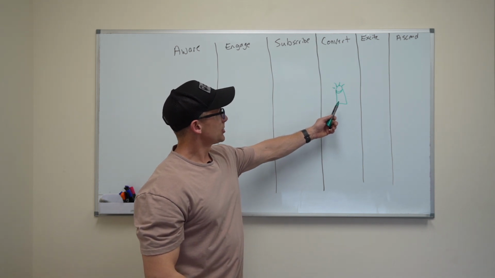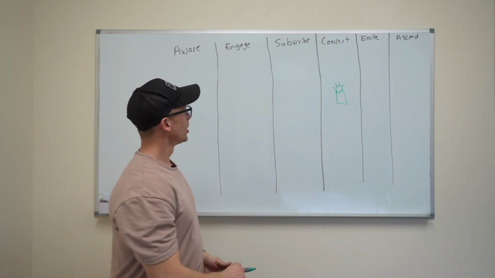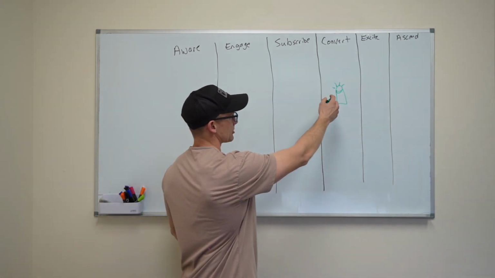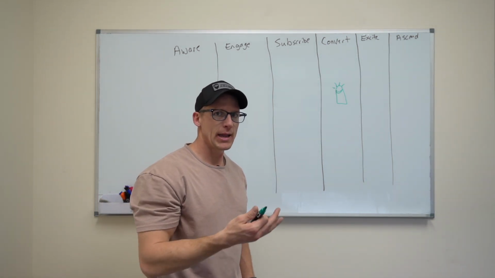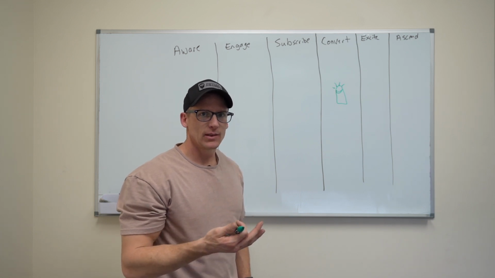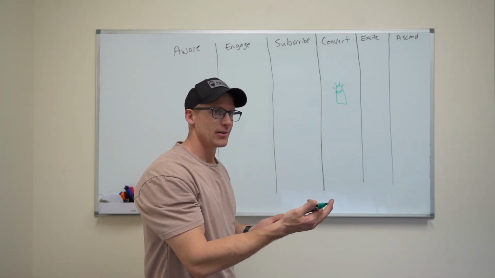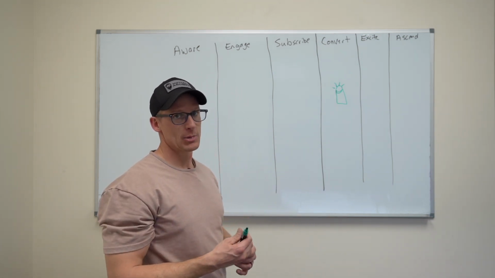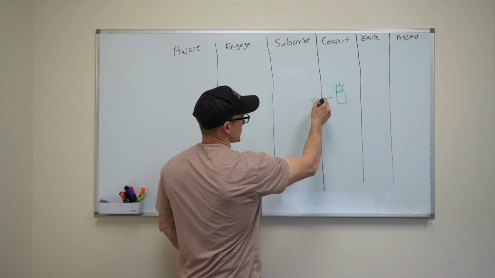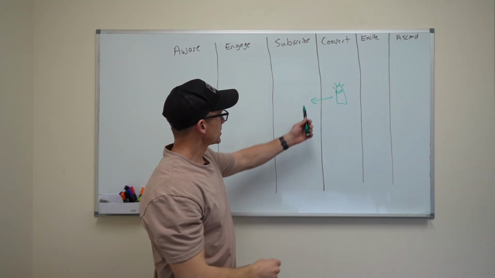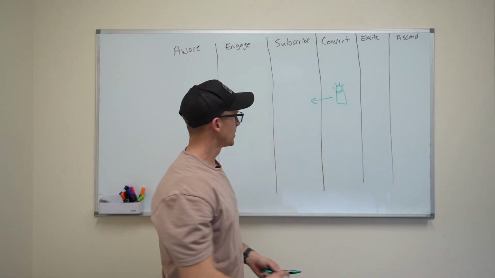We want to now start working backwards a little bit in this process. So when it comes to convert, we have this product. Before they buy it, what do we need to do to have them give us their name, phone number, and or email address? And that's the subscribe stage. But the cool thing is, whatever this product is, this thing that we're trying to offer them here has to correlate directly with that.